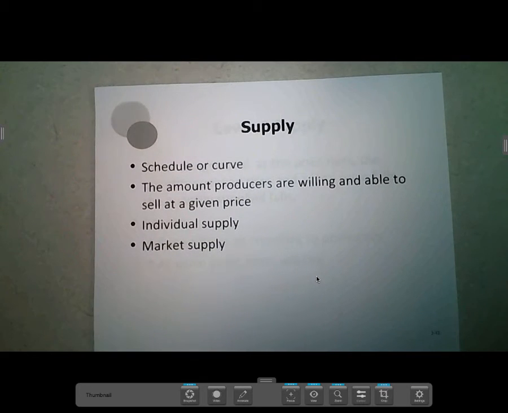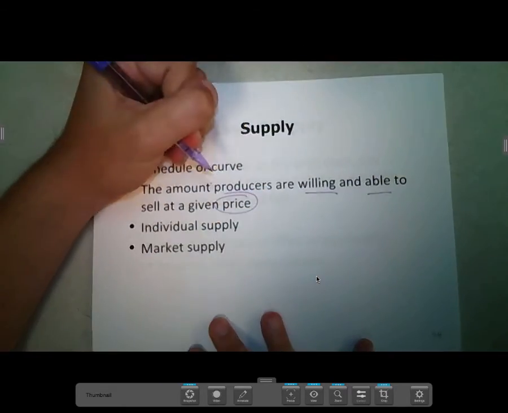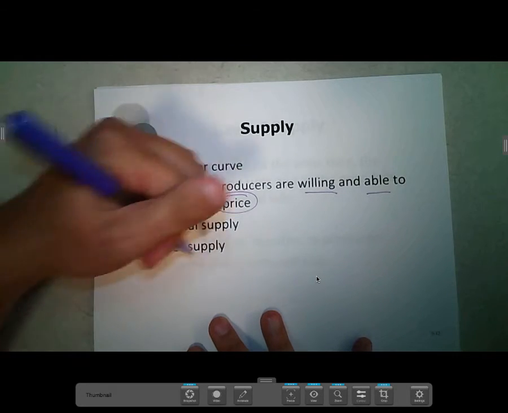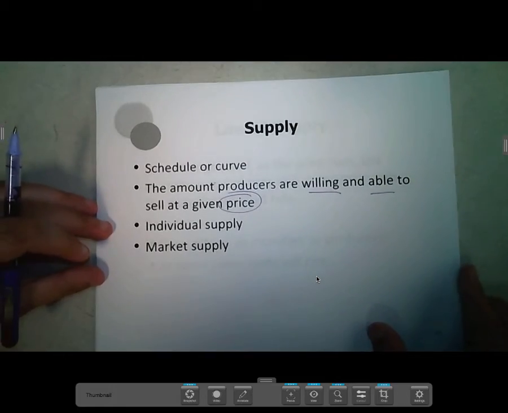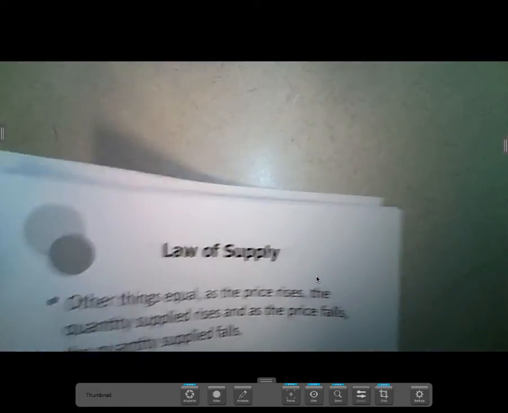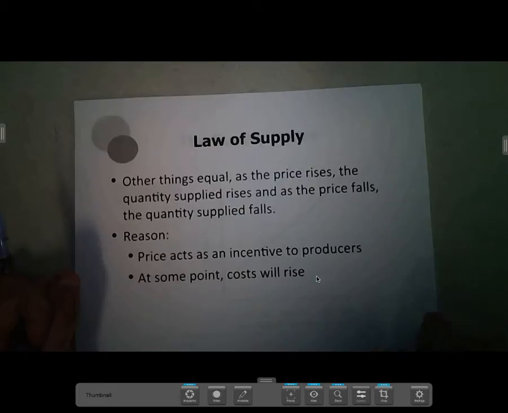Now let's look at the supply side of this equation. The discussion is rather similar, except now we're looking at it from the perspective of the firm, the one that's supplying the products. And here we're looking at what they're willing and able to do at a certain price. There are individuals that then add up to be a market. So this discussion is going to be rather similar here. Let's start out with the law of supply.